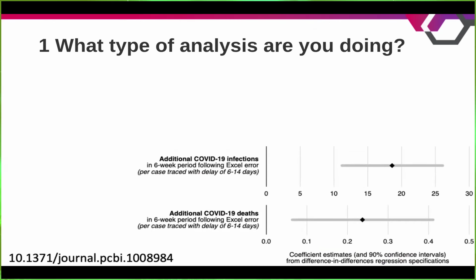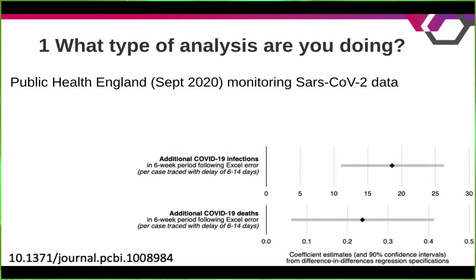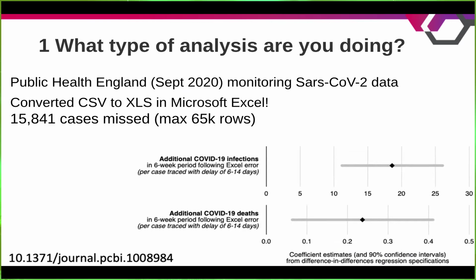An example of how we have to be careful about what we're doing, and why EDA is important, is this example from Public Health England in September 2020, when they were monitoring SARS-CoV-2 data. They had an Excel error because they were converting CSV to XLS in Microsoft Excel, and there's a limit on the number of rows that are available. For whatever reason they were arranging their samples across rows instead of columns, and trying to do this in Excel, which is utterly insane. So they had 15.8 thousand cases missed.